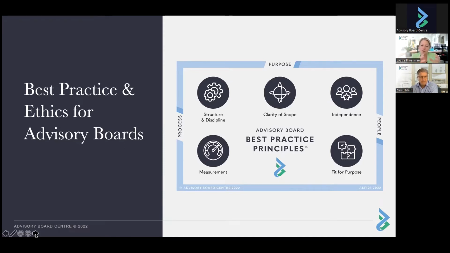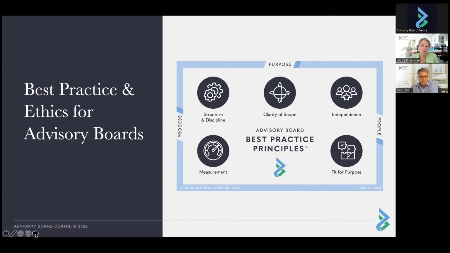Following that is around the process of the structure and disciplines. What are the frameworks that are going to really drive this group to engage with each other and engage in quality conversations? And then how do organisations then measure the impact of that advisory board? Last but not least is the people component, ensuring individuals around that advisory board are independent of the organisation, but then also independent of each other, and then being fit for purpose, making sure their roles are really fit for the environment that they're in.